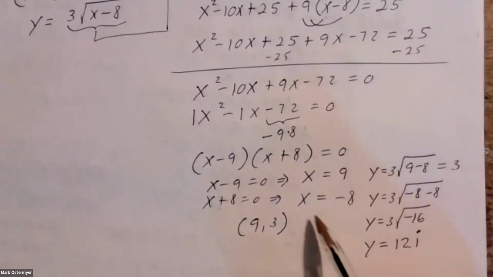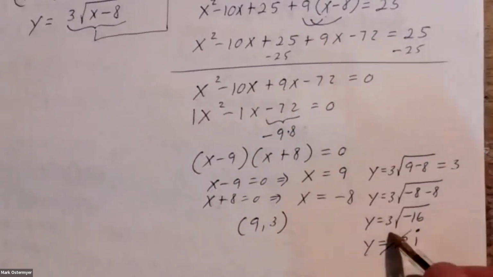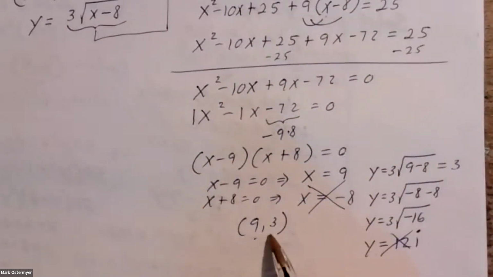And so when x is equal to negative 8, there will be no ordered pair solution to this system because our y coordinate is not real. It's imaginary. So you can toss this guy out. The only solution is (9, 3). So solutions can never have imaginary coordinates. They always got to be real coordinates.